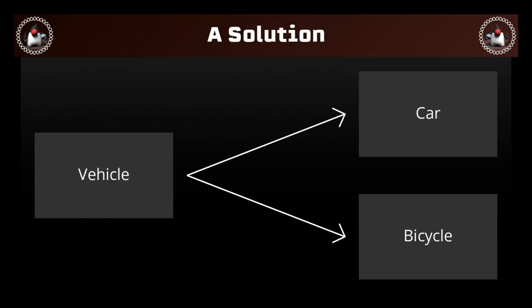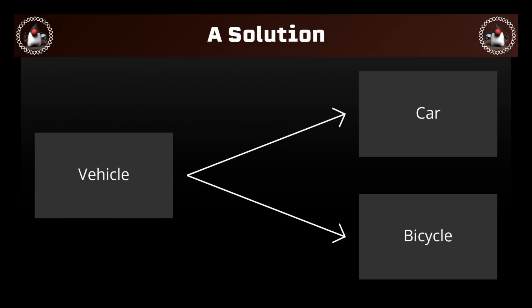So in order to solve this, we could actually create a parent class called vehicle, and then car and bicycle are another set of two classes that inherit from vehicle. And we call those classes which inherit those traits child classes.